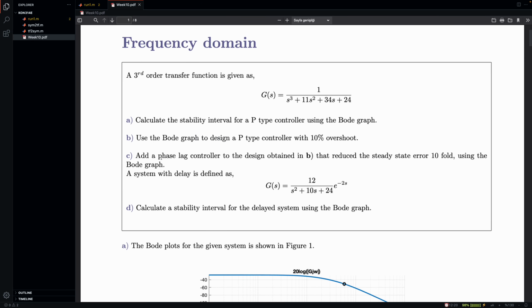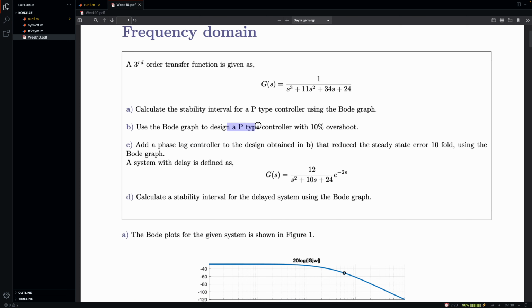Now let's go a little bit further. Let's try to add a phase lag controller. What we want to do is use this design, but improve the steady state so that the steady state error will be reduced tenfold. Now, this can be done with a p-type controller. Basically, we're trying to come up with a better gain, and we know that increasing the gain of a p-type controller most of the time decreases the steady state error. So let's first come up with an appropriate gain that will accomplish this tenfold reduction.